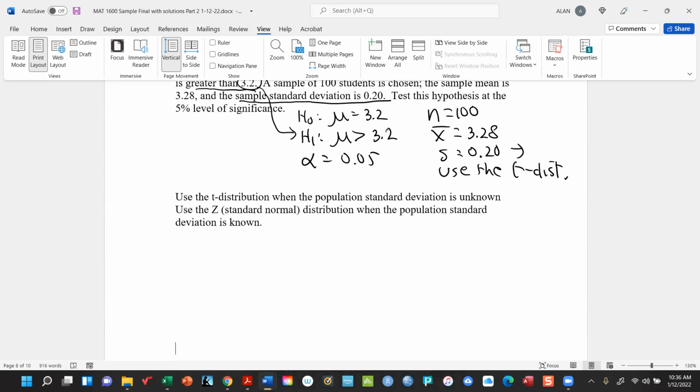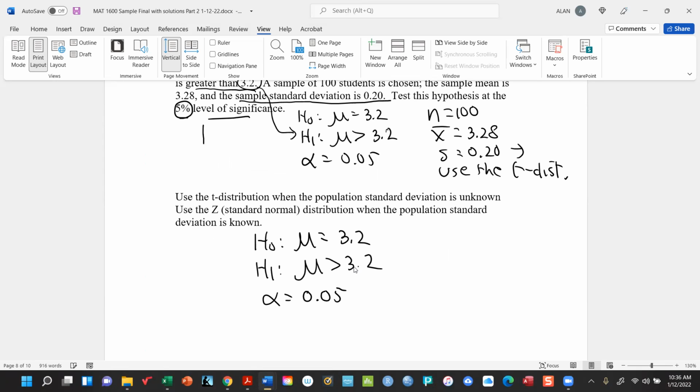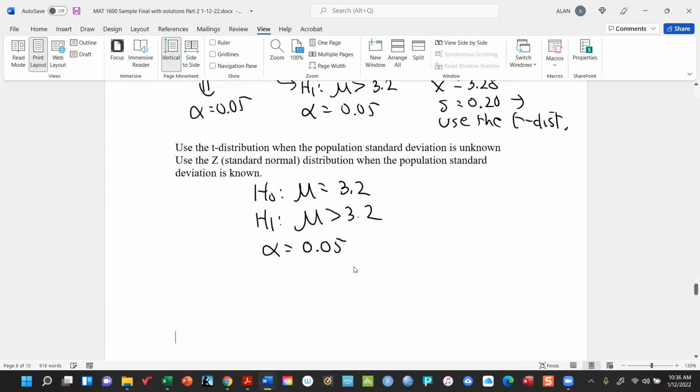Okay, now here's what you need to do. Now this, of course, is a complicated process, but we've already got some of it done, right? You see what I mean? These first 3 steps are already essentially taken care of. And it tells you in there to test at the 5% level of significance, which is the same thing as saying that alpha is 0.05.